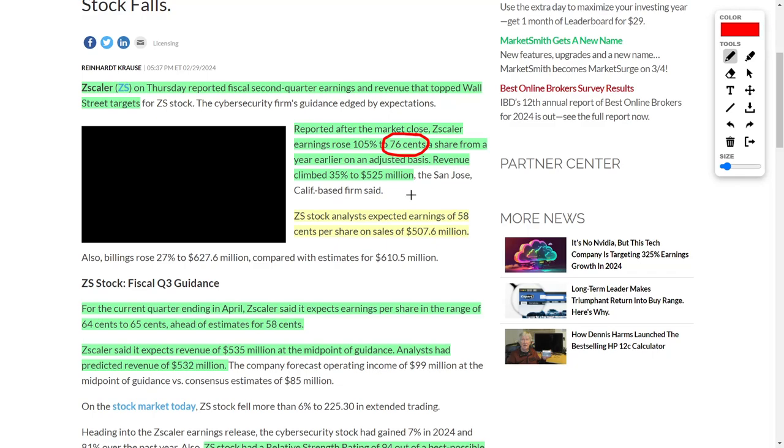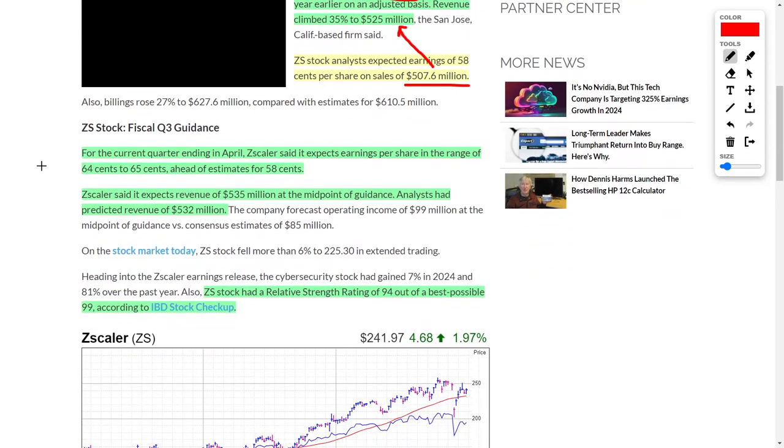But the news gets even better. The reason this news gets better is because analysts projected that the company would bring in $507.6 million, but they actually brought in $525 million. So they literally beat this estimate by millions and millions of dollars, which was great news. The news gets even better because their future forecast for fiscal quarter three was also extremely positive.